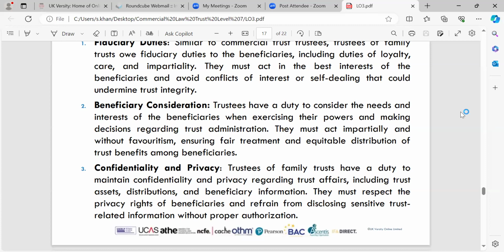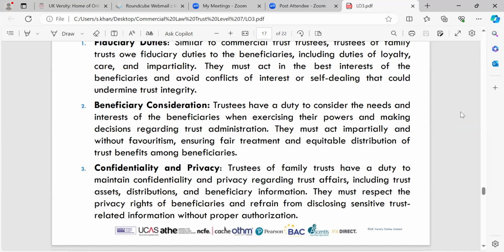Confidentiality and privacy. Trustees of family trusts have a duty to maintain confidentiality and privacy regarding trust affairs, including trust assets, distributions, and beneficiary information. They must respect the privacy rights of beneficiaries and refrain from disclosing sensitive trust-related information without proper authorization.